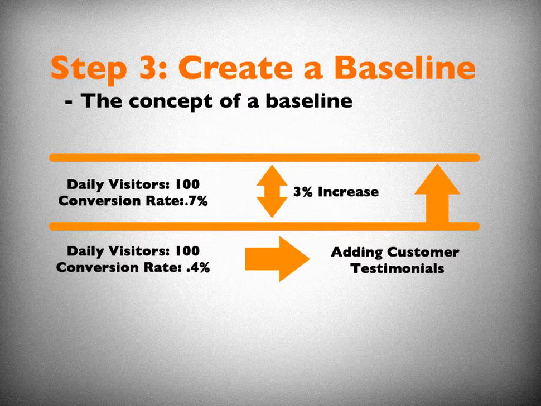The concept of a baseline is this. When I publish my website, I look at my daily traffic, and I see my daily visitors are at 100 visitors a day. I want to look at my conversion rate first, because I cannot increase my average order size if I have a conversion rate of 0%. That goes without saying. So I'm looking at my KPIs. I've got 100 visitors, and let's say I have a 0.4% conversion rate.